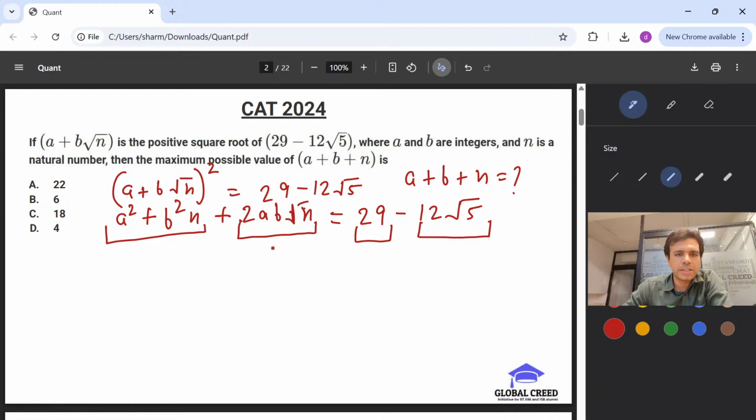So we could directly say from here, if we compare both the equations, that n is directly 5. Now if you look at 2ab is equal to 12, the product of a and b comes out to be 12 divided by 2, so 6.